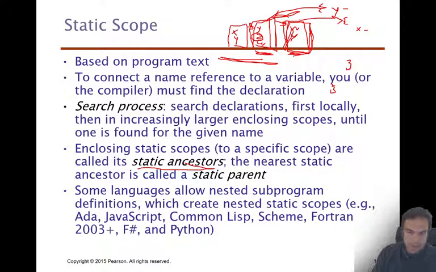Some languages, like Python or JavaScript, allow for nested subprogram definitions, which create nested scopes at runtime. Things like Ada, JavaScript, Lisp, Scheme, Fortran, F#, and Python. Languages like C++ don't. Java, I'm going to have to walk that back. Languages like C++ didn't, and Java didn't, but at some point, both of those languages introduced lambda functions and support for higher order functions.